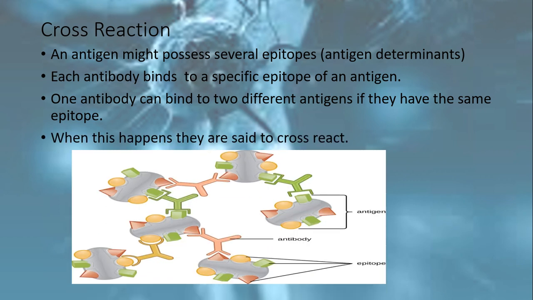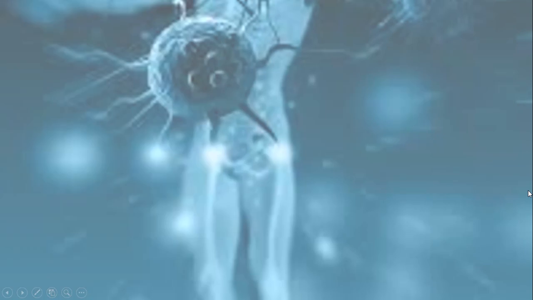So if you take a look into the figure, here we have an antibody having a triangular shape, as you can see. This is an antigen having an epitope representing a triangle. So this antibody can bind to this epitope. And this is another antigen that possesses the same epitope. So because the same antibody is fixed to 2 different antigens, but because they have the same epitopes, this reaction is said to be cross reaction.